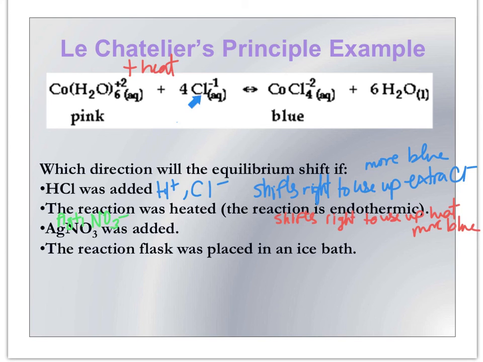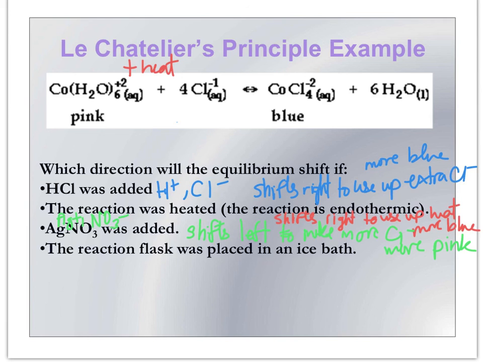So what I'm doing is lowering the amount of Cl minus that I have. So I've disturbed my equilibrium because now I don't have as much Cl minus as I need. So what do I do to make up for that lost Cl minus? It shifts to the left to make more Cl minus. So this one would be shifts left to make more Cl minus, so it's going to be more pink.